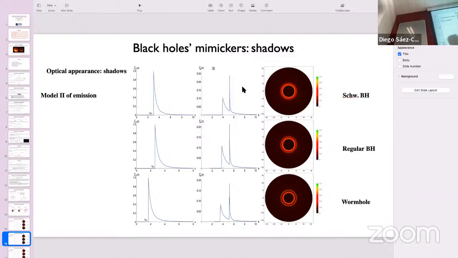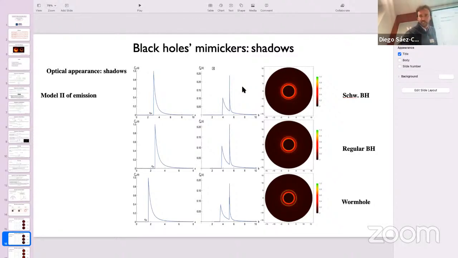You can also see the intensity profile as emitted by the accretion disk. And this is how the luminosity is affected by the gravitational redshift and by the trajectories that the photons follow around the central object. As you see, in these two cases, the profiles of the emission seem very similar. And in this case, also similar, but it is a bit shifted to the interior of the object in comparison with the other two.